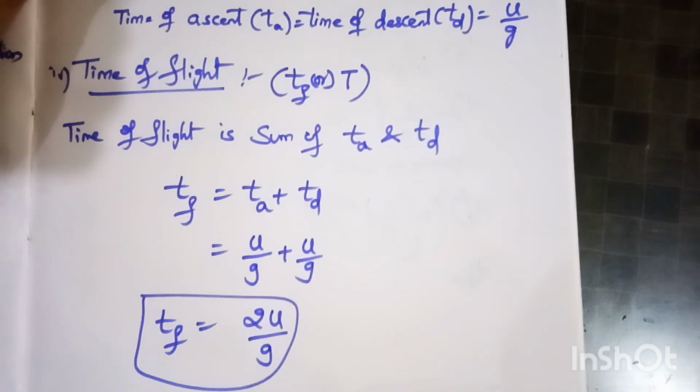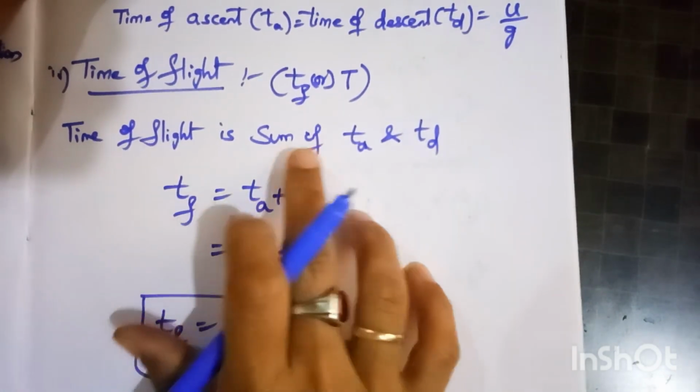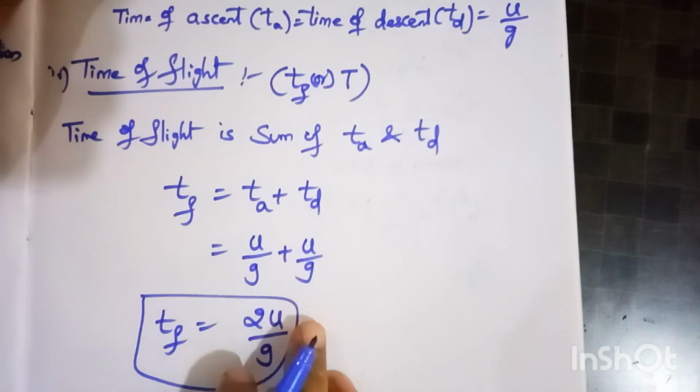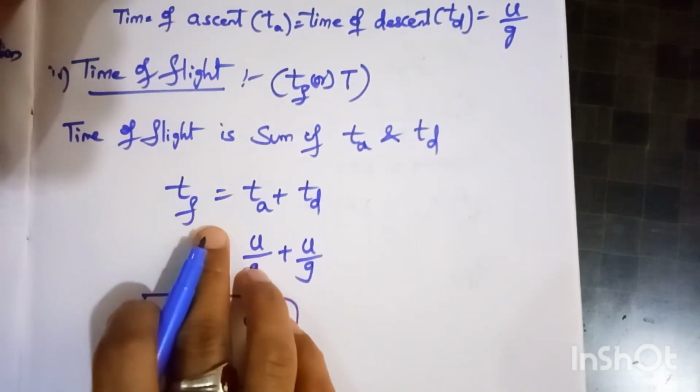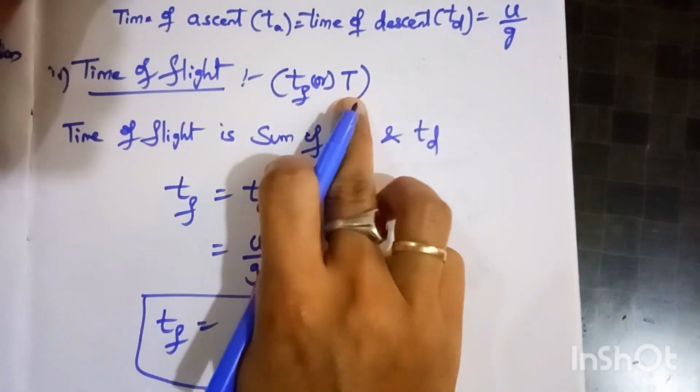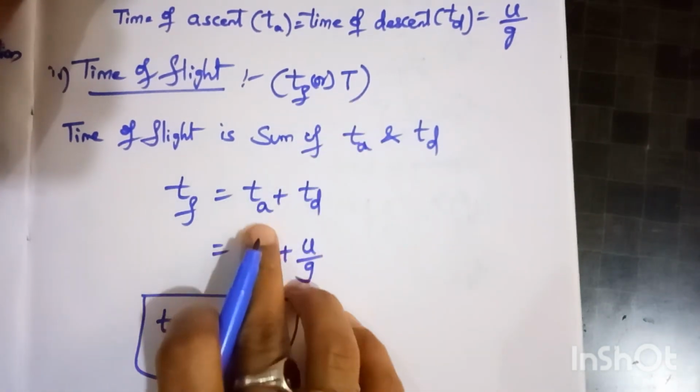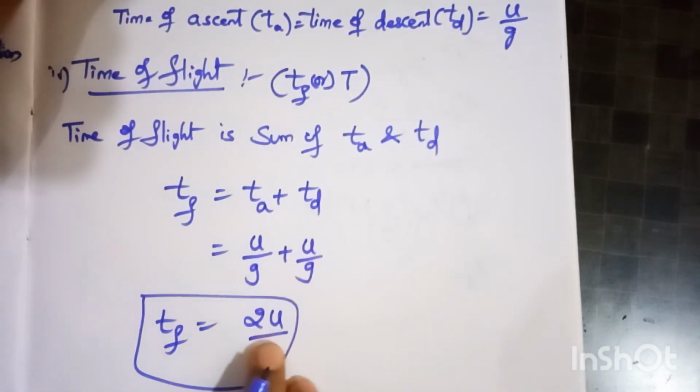Just remember that time of flight means the sum of time of ascent and time of descent, that is Tf. T suffix f or capital T represents time of flight. Ta plus Td equals u by g plus u by g, that is 2u by g.